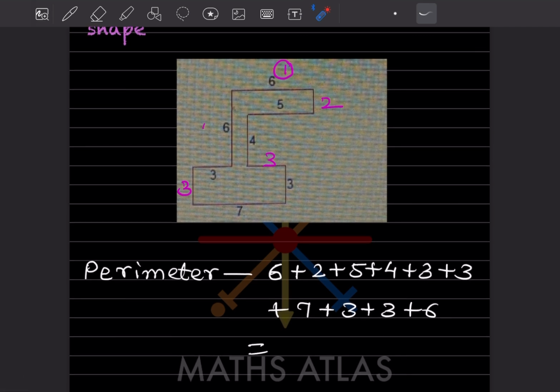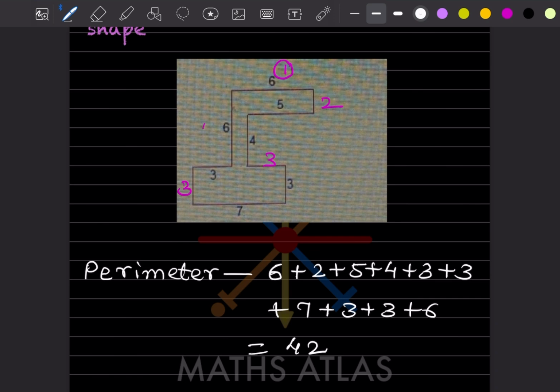Now you're just going to add it. This is going to be 8. 8 plus 5 is going to be 13. 13, 17, 20, 23, 30, 36, and this plus 6 is going to be 42. So your perimeter is going to be 42.